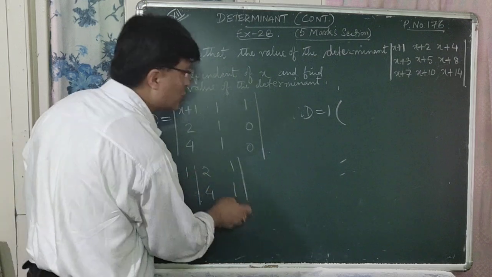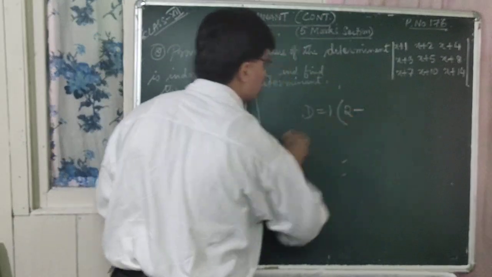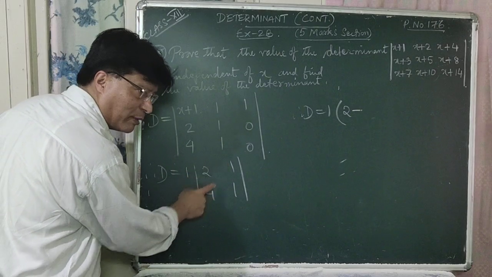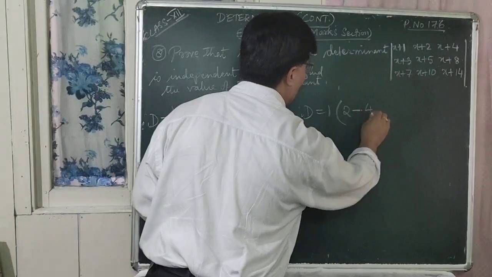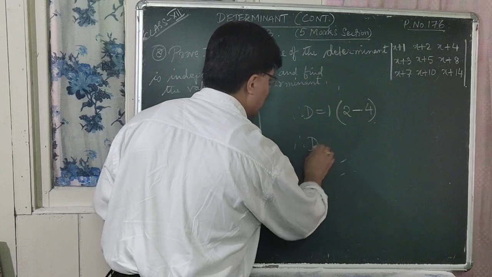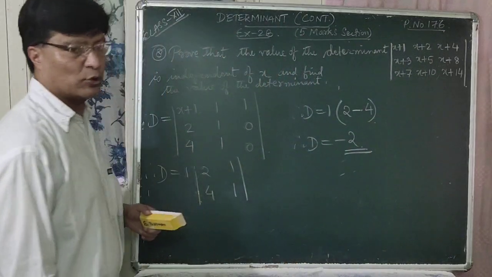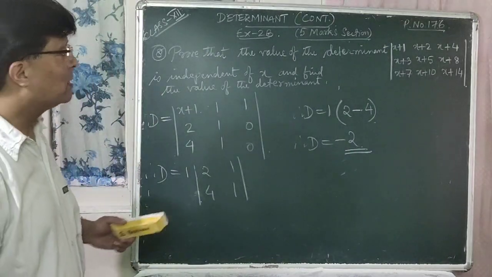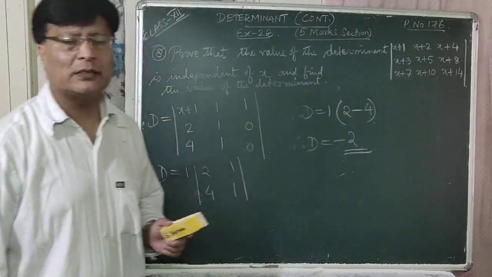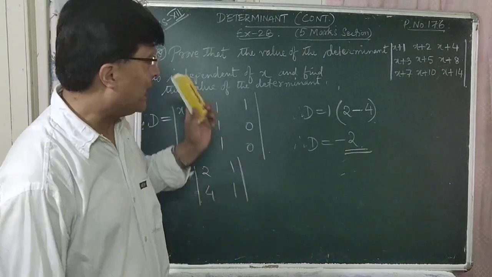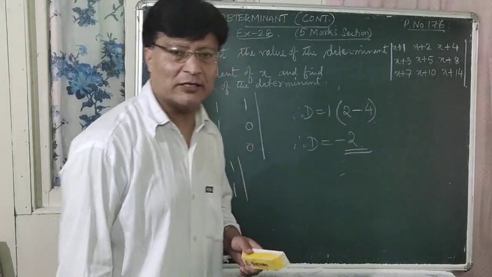So it is 2 1s are 2. Minus sign. Then this is cross multiplied by 1 multiplied by 4, that is 4. So therefore D is equal to, what is the answer here? This is minus 2. So that is the value of the determinant is independent of x and its value is equal to -2.